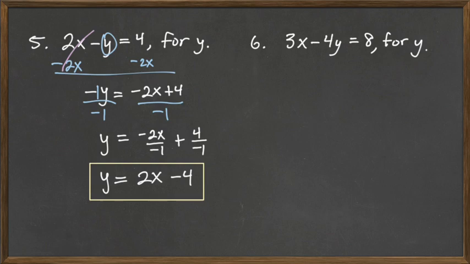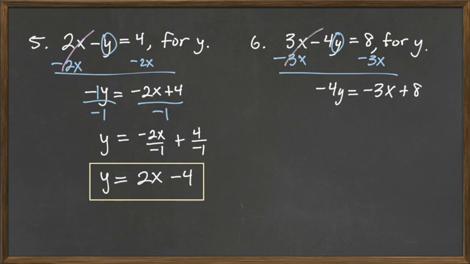All right, let's move on to 6. Again, hopefully you were able to try it. So we're trying to get y by itself, so let's get rid of that 3x term first. So these guys cancel. We're left with negative 4y equals negative 3x plus 8. And now we need to divide by negative 4. So notice I'm kind of skipping this step here. We're just going to divide each term by negative 4.